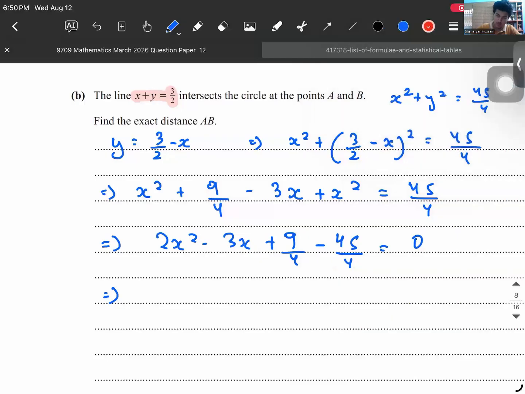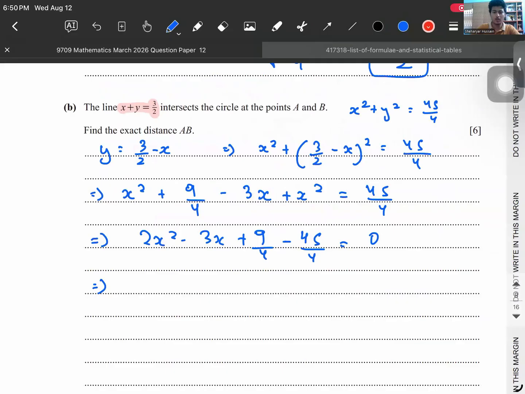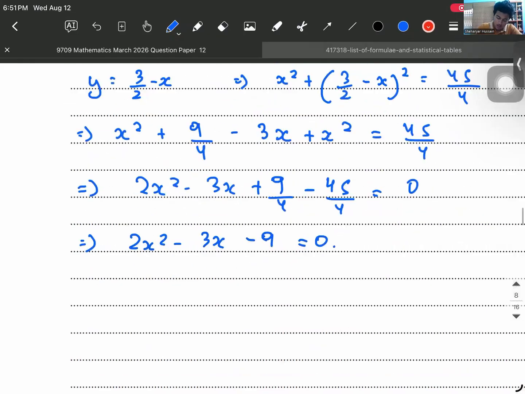All right, continuing on from where we left off. So this was the equation that we were getting for question number 6, part B, right? So let's input 9 upon 4 minus 45 upon 4. Let's see what value we are getting. The value of negative 9. So 2x square minus 3x minus 9 equals 0, right?